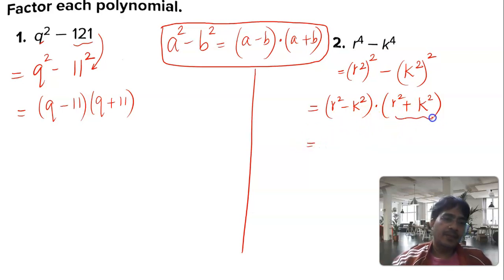Further, this we have to keep as it is. We cannot make any change to this. But the first term we can factorize. This I can factorize further as r minus k times r plus k.